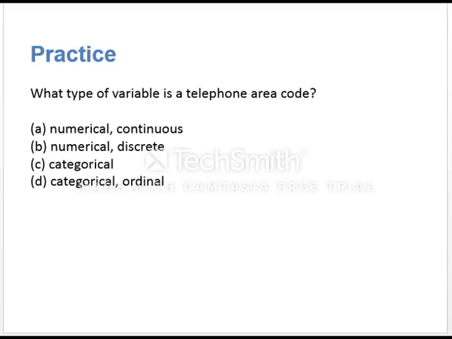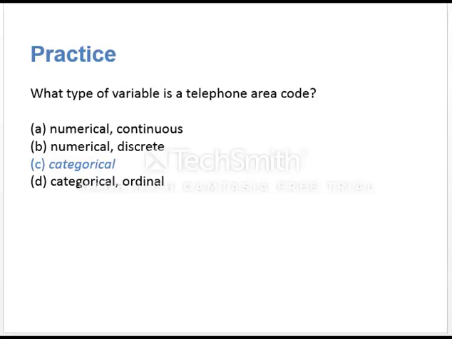Okay, so in the last video we went over variables and levels of measurement of variables, and let's do a practice here of that. So here I have a telephone area code, and I want to know what level of measurement is that, or what type of variable is that. I'll give you a moment to think, or pause the video.